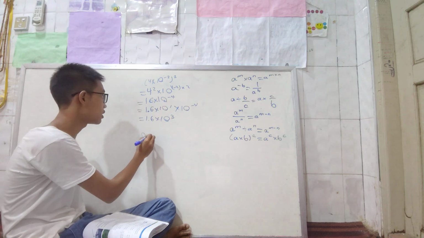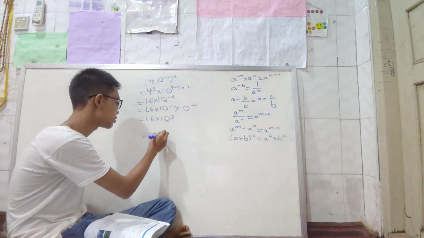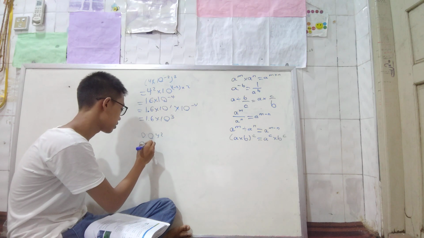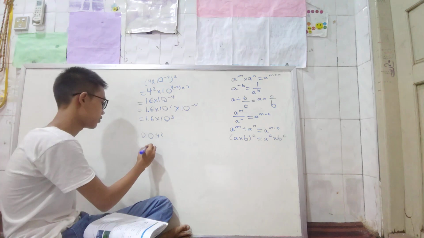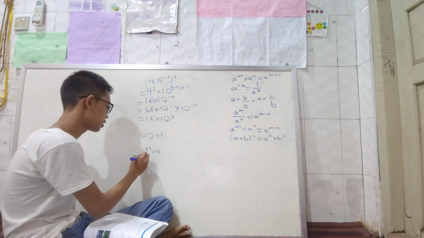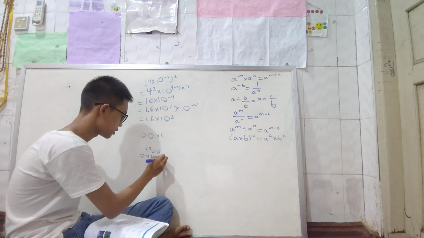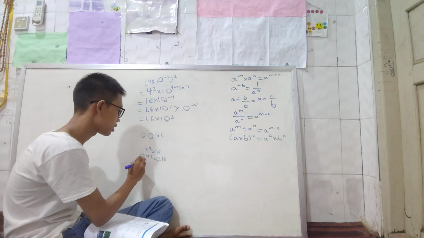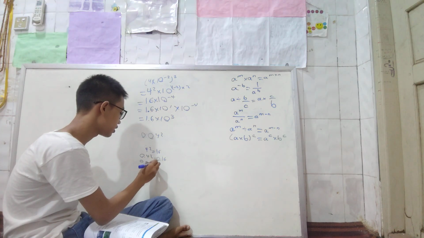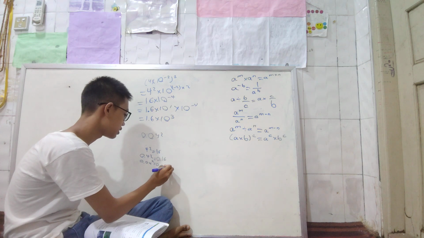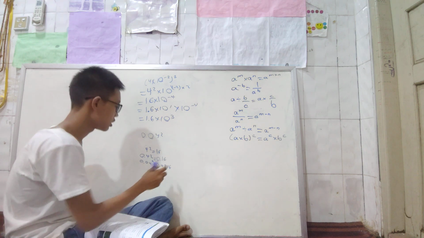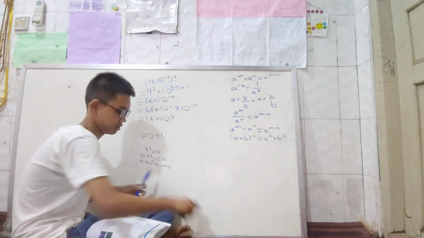So let's check. 0.04 squared, wait a minute. 4 squared is 16. 0.4 squared is 0.16. And 0.04 squared is 0.0016. So it really matches.